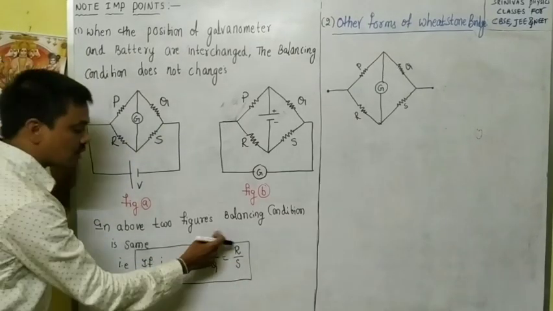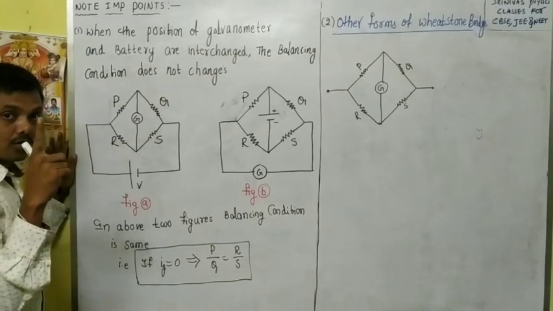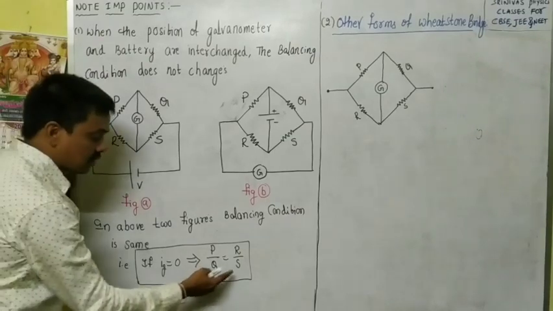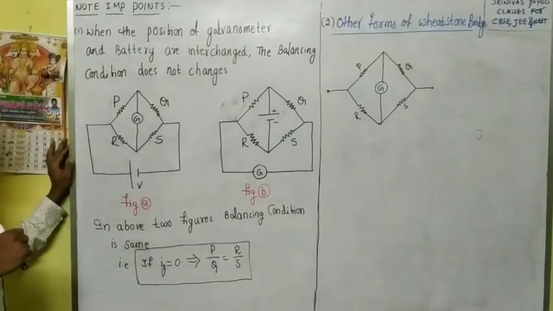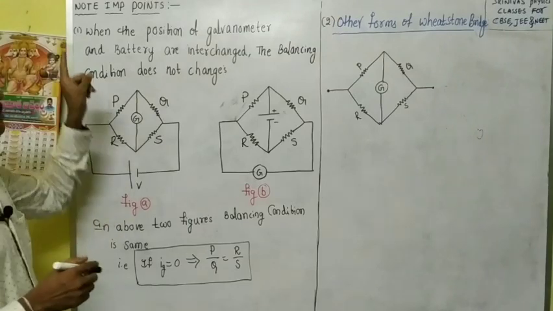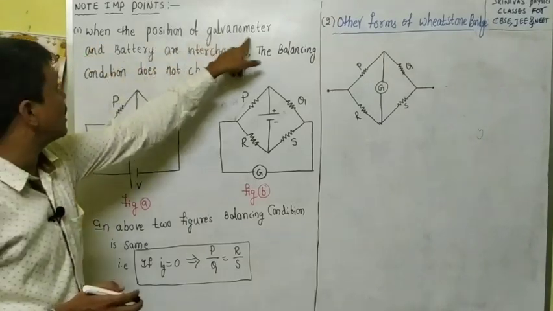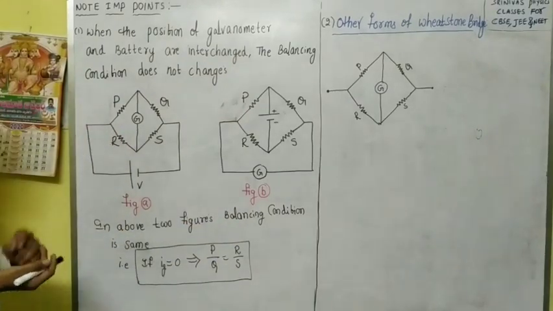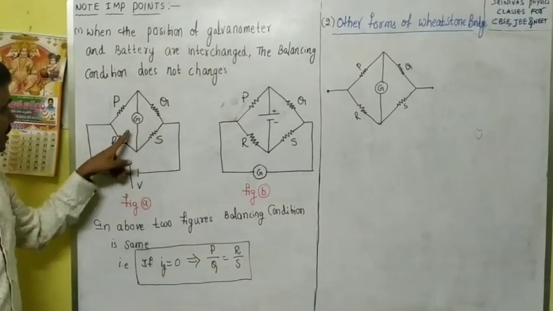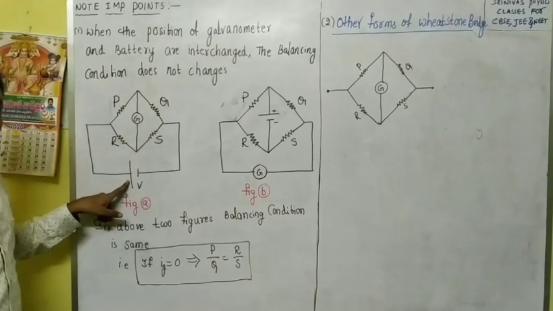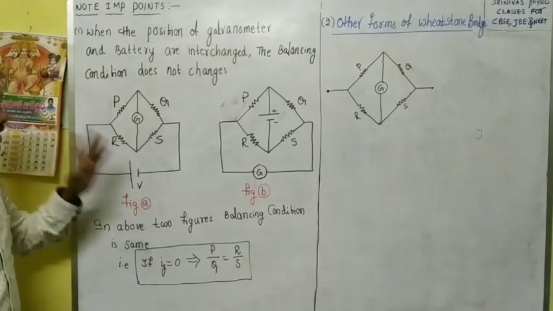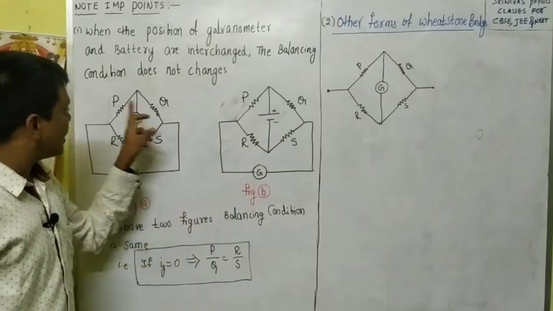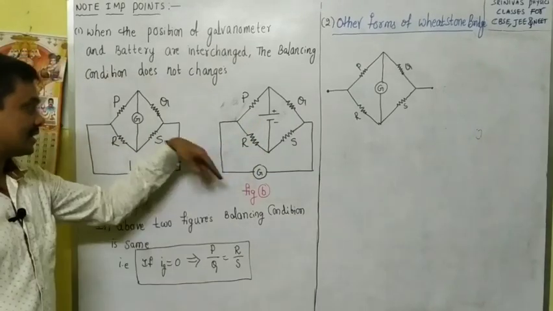That means out of 4 resistances, if you don't know one resistance, that resistance we can find out by substituting the values of the other resistances. Right, look here, one important point I am giving. When the positions of the galvanometer and battery are interchanged, look here, in the diagrams they are interchanged. This is what we previously derived, right? The galvanometer is here and the battery is here. Now we interchanged them: the battery replaced with the galvanometer and the galvanometer replaced with the battery.